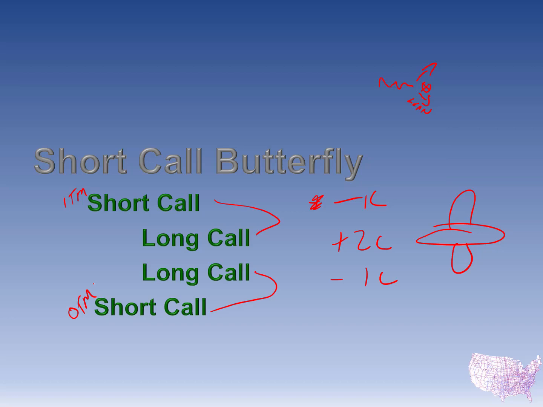So if you are looking at this same scenario, but you're leaning towards the bullish side breakout, then you would be looking at the short call butterfly. All right, so make sure you check out that webinar as well.